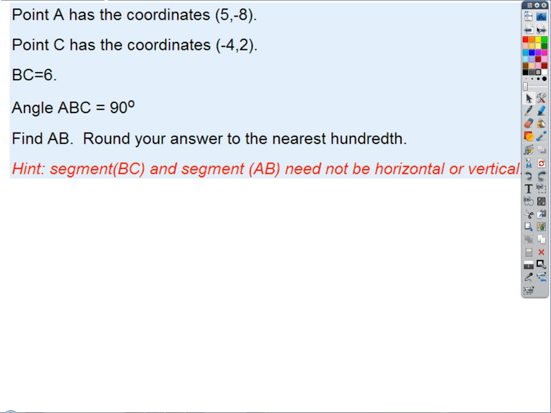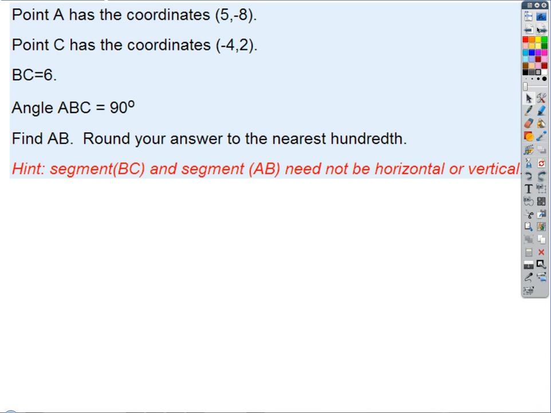Okay, last one I want to go through today. I like this one. This is a challenging one. Okay, so what about this? Point A has the coordinates 5, -8. Point C has the coordinates -4, 2. They're telling us BC equals 6. Angle ABC equals 90. Find AB.